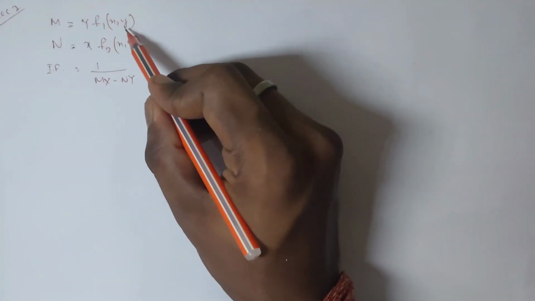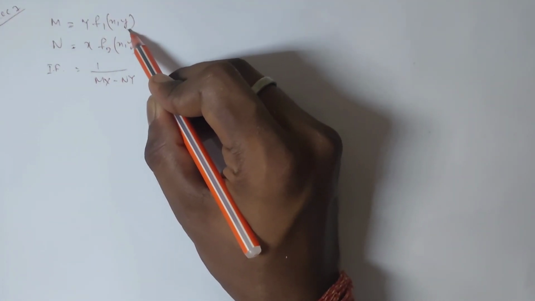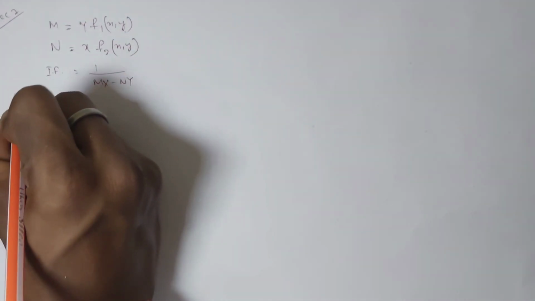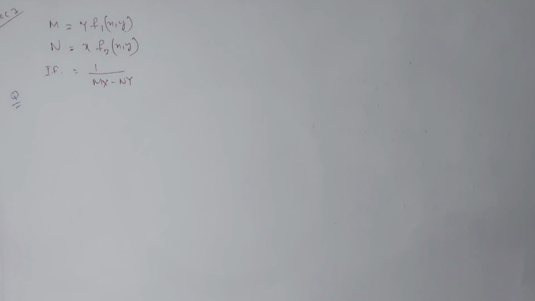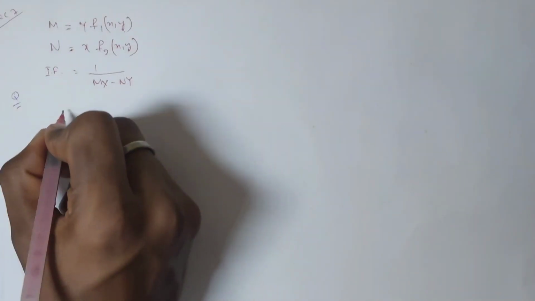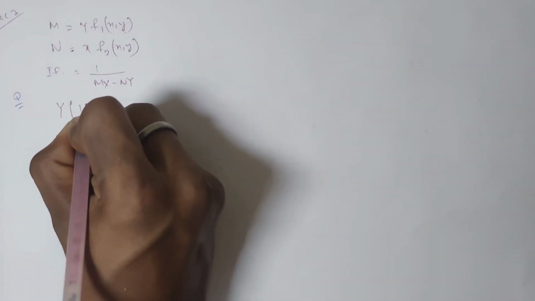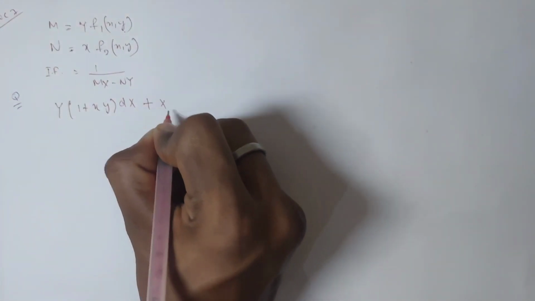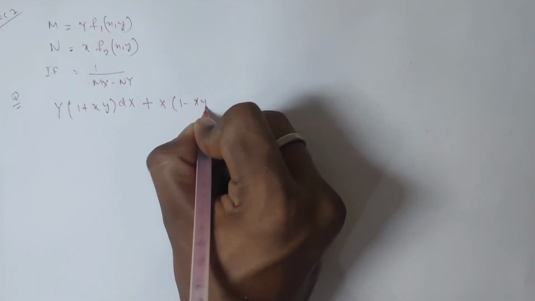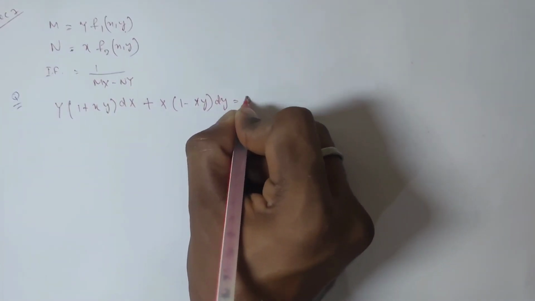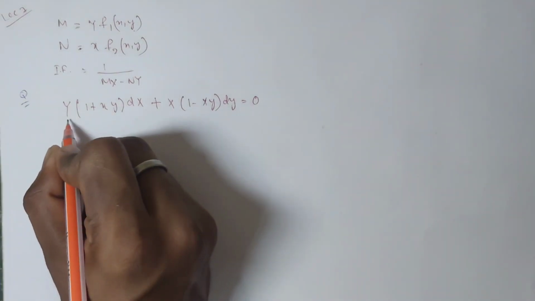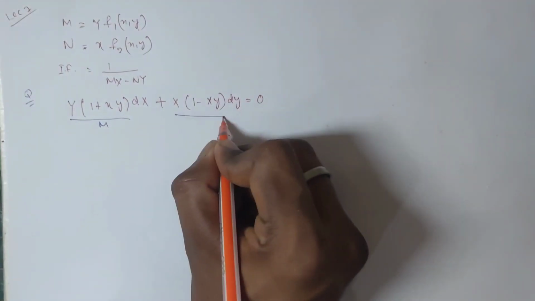So let us take an example of this type of differential equation and then solve it. We have y(1 plus xy) dx plus x(1 minus xy) dy equals 0. Here you can see that this is our M part and this is our N part.